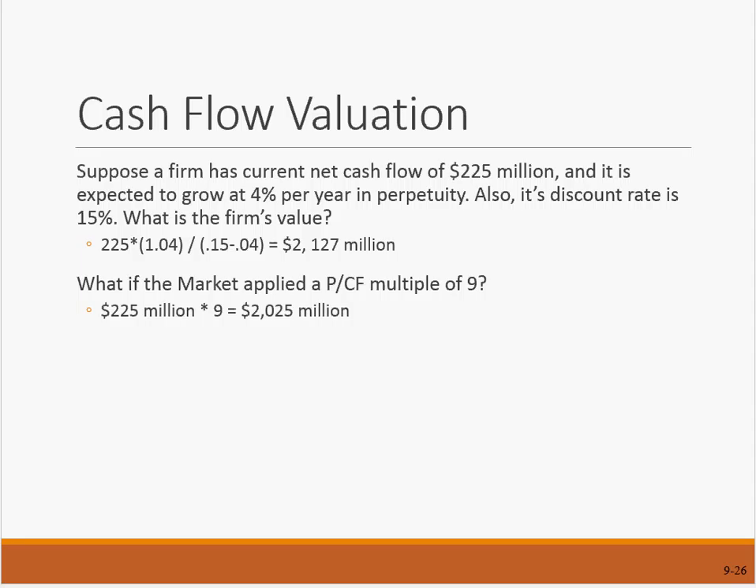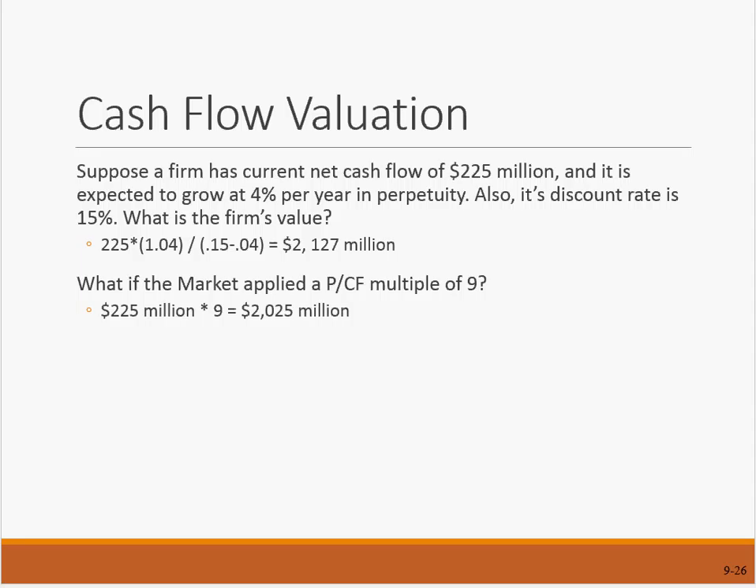So we have 225 as our year zero cash flow, and it's a perpetuity. So we would do 225 divided by R minus G, so 15 minus 4, except 225 is year zero, and we need year 1, so we're going to multiply by 1 plus G. So that's $2.127 billion. So that's our estimate based on a cash flow model.